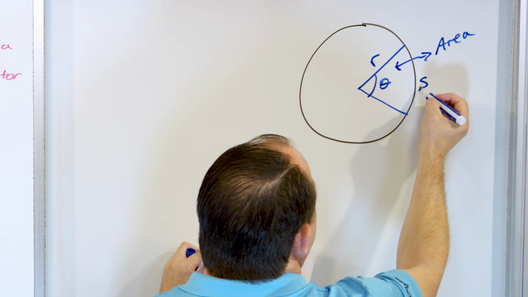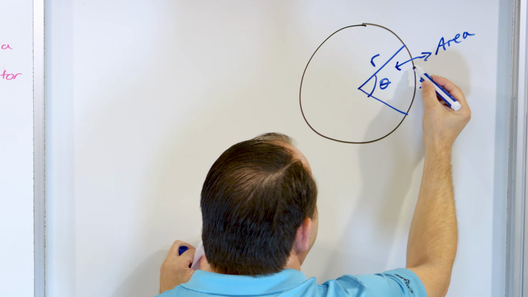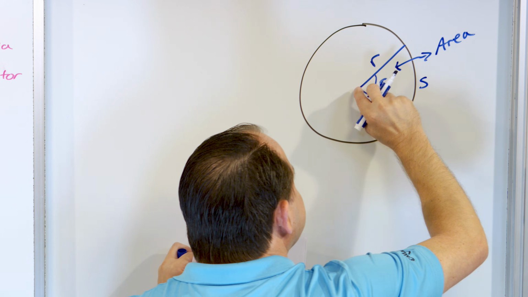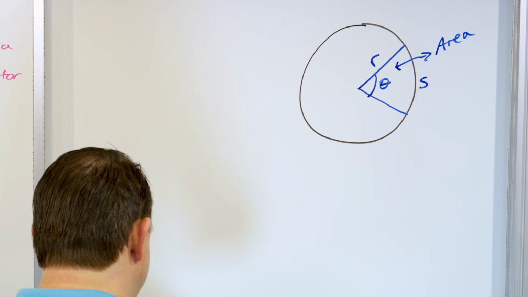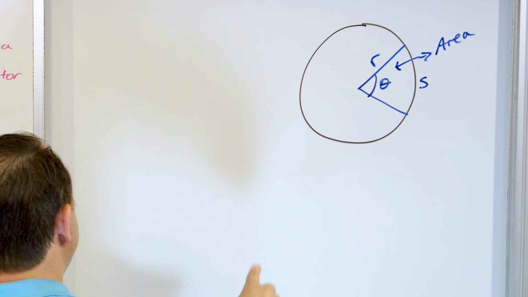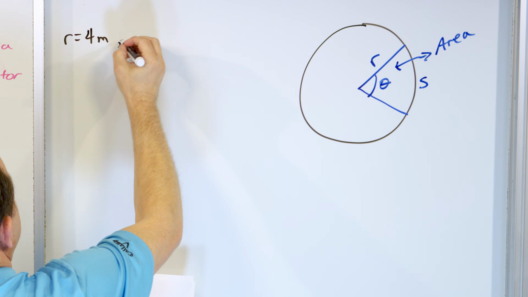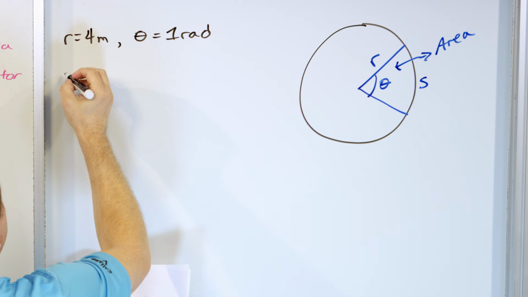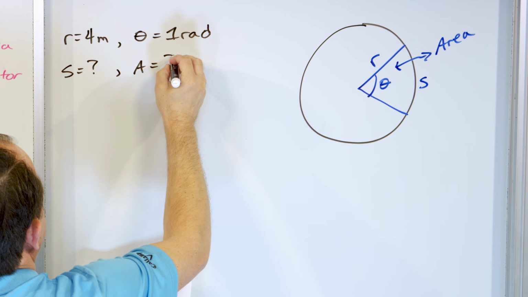So S is the arc length defined by this little pie-shaped boundary edge, just from here to here. Theta is the angle in radians. R is the distance from the center to the edge. And A is the area of this piece right here. So I'm going to give you that the radius is equal to 4 meters, and that theta is equal to 1 radian. And I want to calculate the arc length, and the area of that sector.